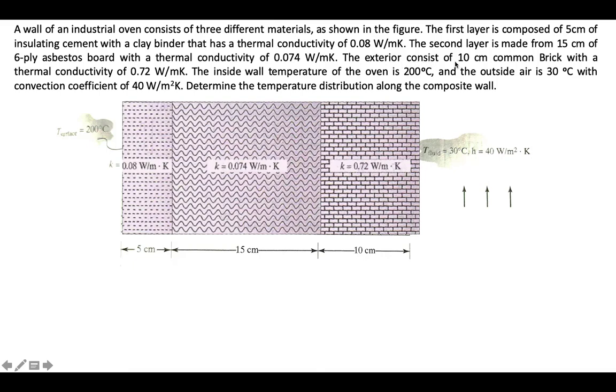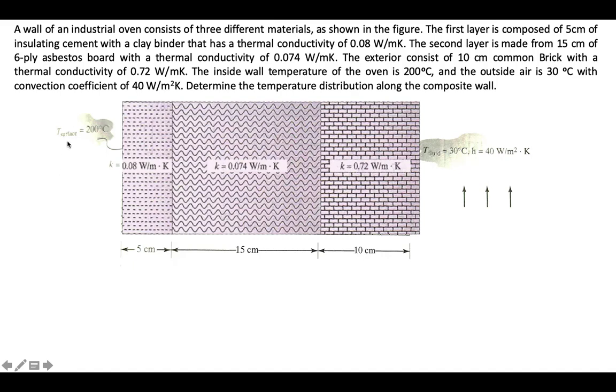The exterior consists of 10 cm common brick with a thermal conductivity of 0.72 watt per meter Kelvin. So K3 is given as 0.72. This is our material number 3. Length is 10 cm. The inside wall temperature of the oven is 200 degrees Celsius.